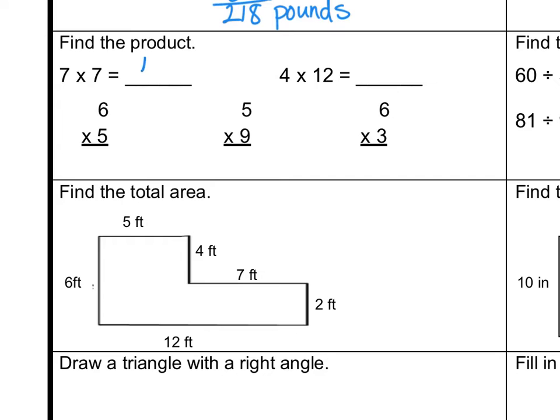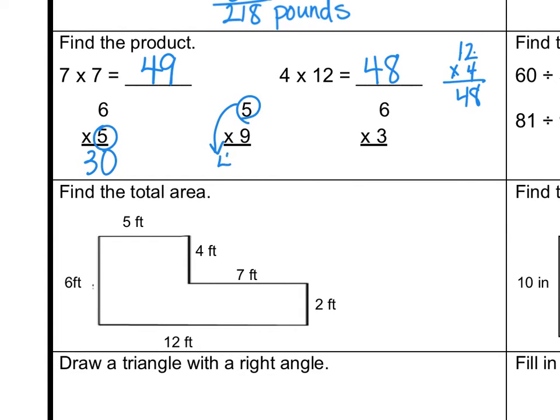7 times 7 is 49. 4 times 12. If you don't have that memorized, just do it vertically. 4 times 2 is 8. 4 times 1 is 4. So 4 times 12 is 48. Counting by fives, 6 times you make it to 30. Counting by fives 9 times, you make it to 45. We can also say, what's 1 less than 5? It's a 4. What does 4 need to add up to 9? It needs a 5. And 6 times 3 is 18.